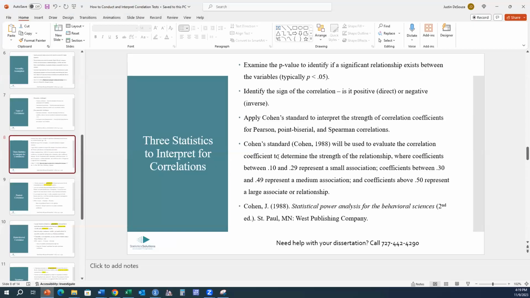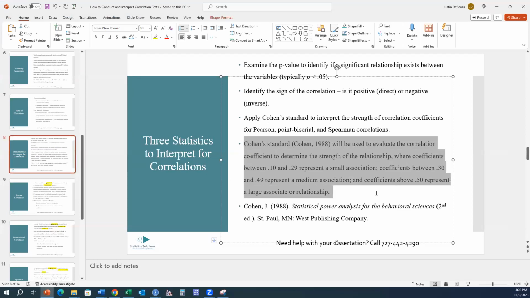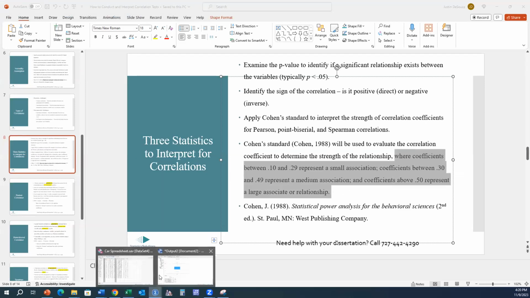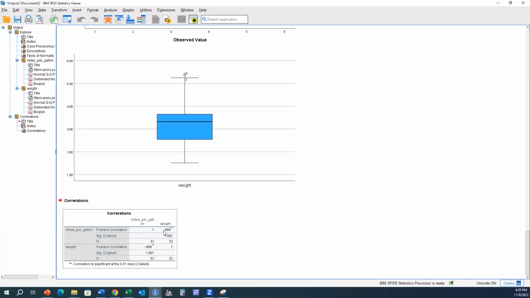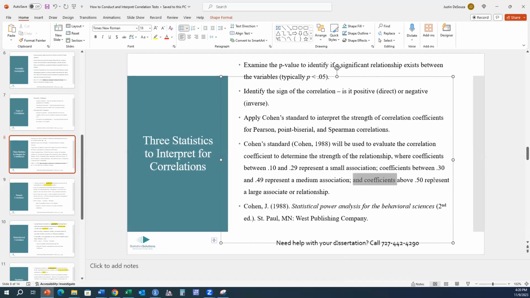And then the third component to interpret is the magnitude. So this is where you use Cohen's standard, compare your correlation coefficient to these thresholds. And what we see in the example here is it is 0.868. 0.868 exceeds 0.5 here. So we have a large or strong association between mileage and the weight of the car. So first we had a significant relationship, it's an inverse relationship, and it's a strong association.